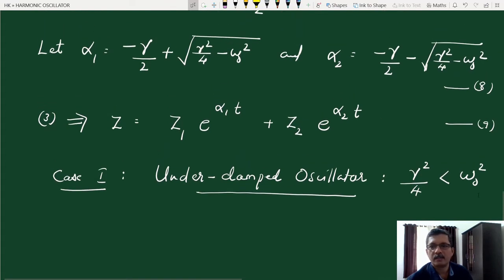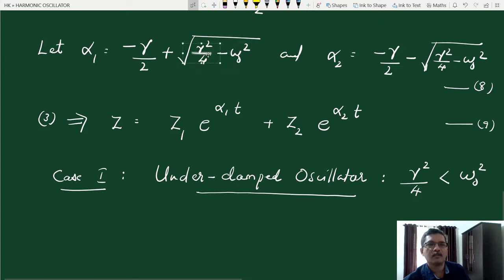Then what happens? Then you can see that for this alpha 1, this square root term is less than this one. So inside the square root you have a negative quantity, right? Square root of a negative value, something like square root of minus beta. Then you can write that as: you can take out the square root of minus 1 as some i, and write the rest as square root of beta.